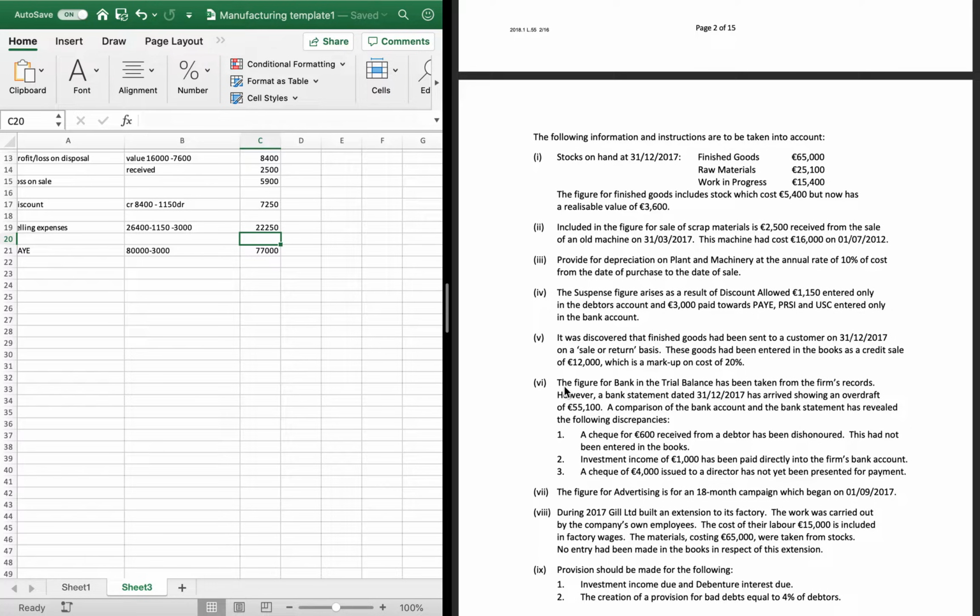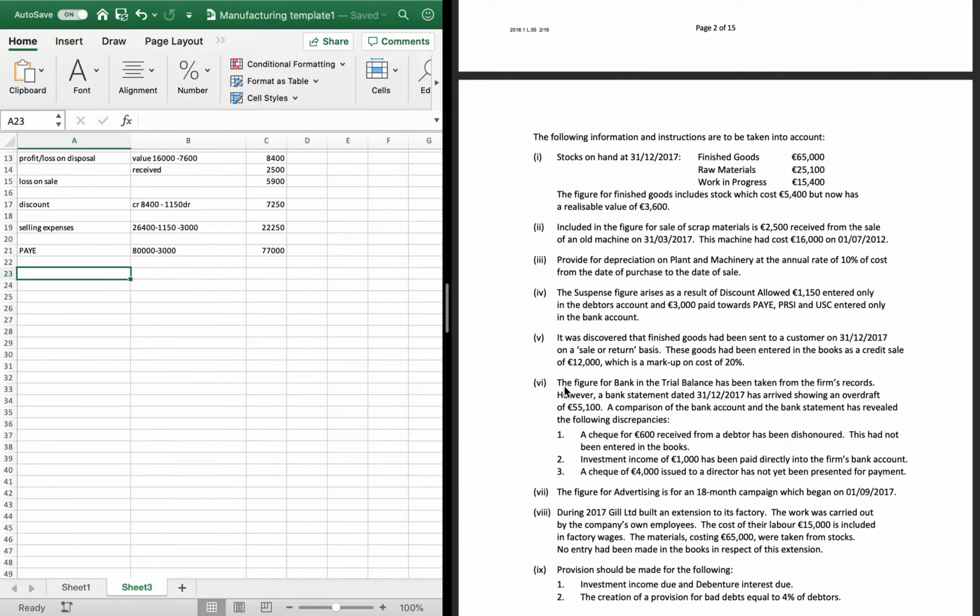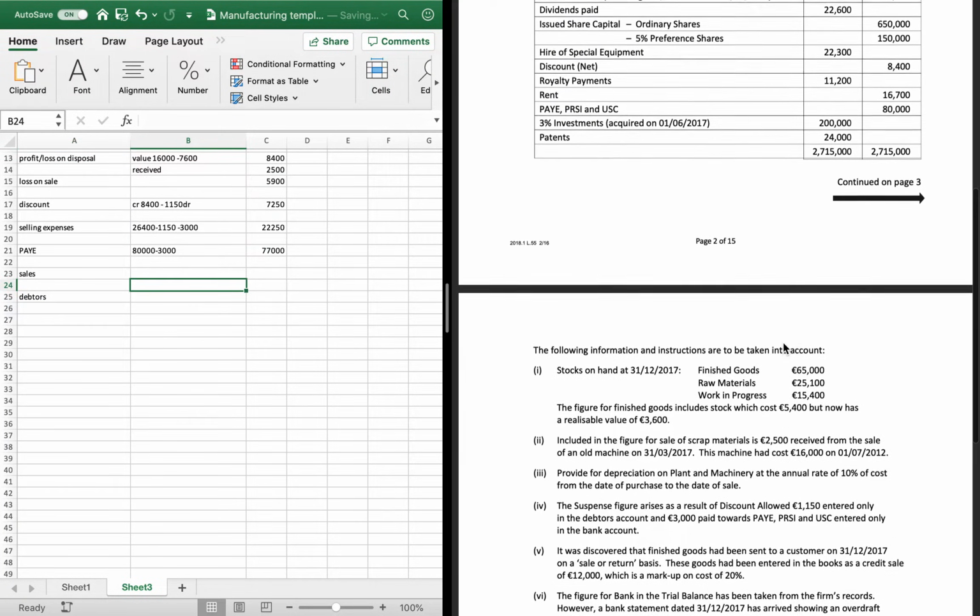It was discovered that goods had been sent to a customer on a sale or return basis. Now remember, if you sell something on a sale or return basis, the prudence concept kicks in. You have to assume that they will be returned to you. So therefore, you've never sold them. So the goods had been entered in the books as a credit sale of 12,000, which is a markup of cost of 20%. So sales and debtors need to go down by 12,000 because that sale has never taken place.